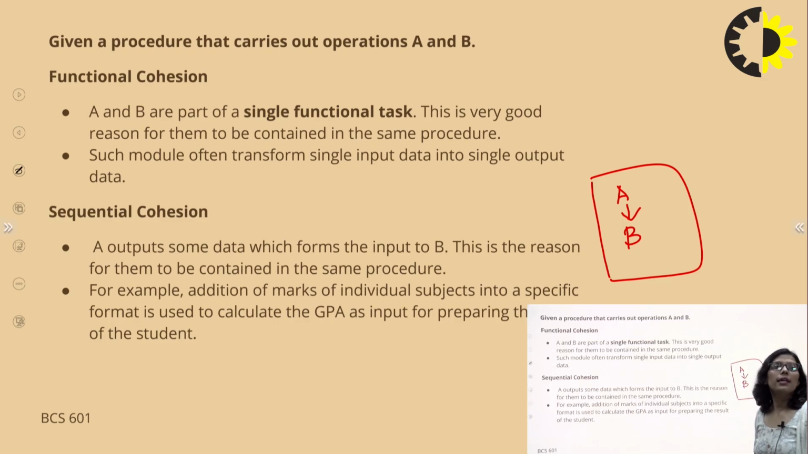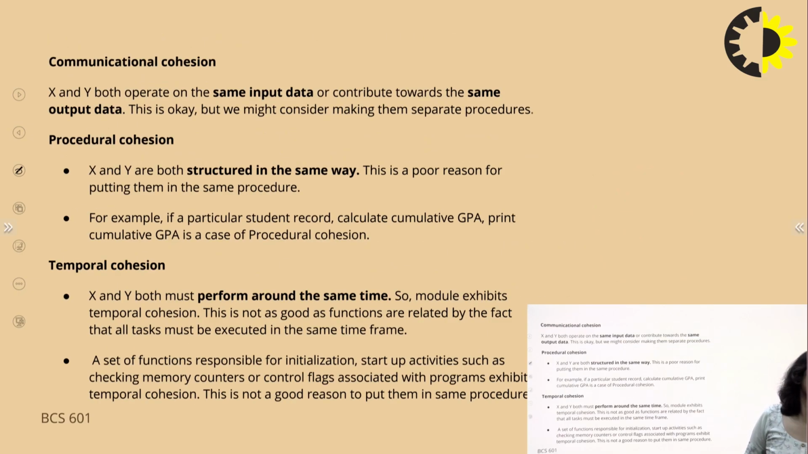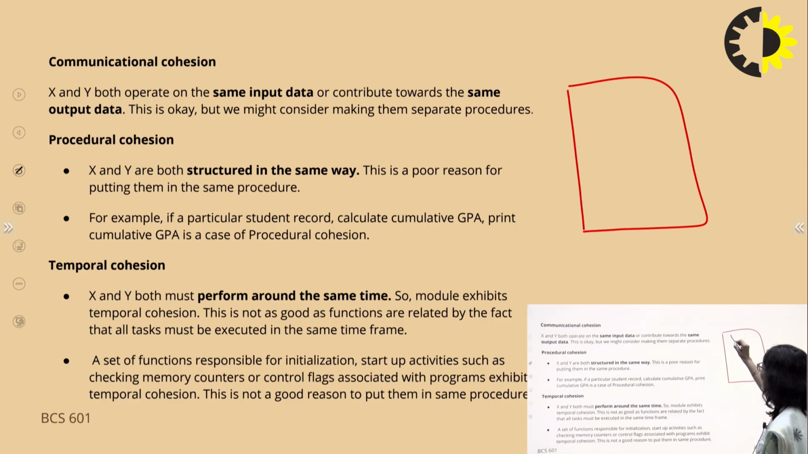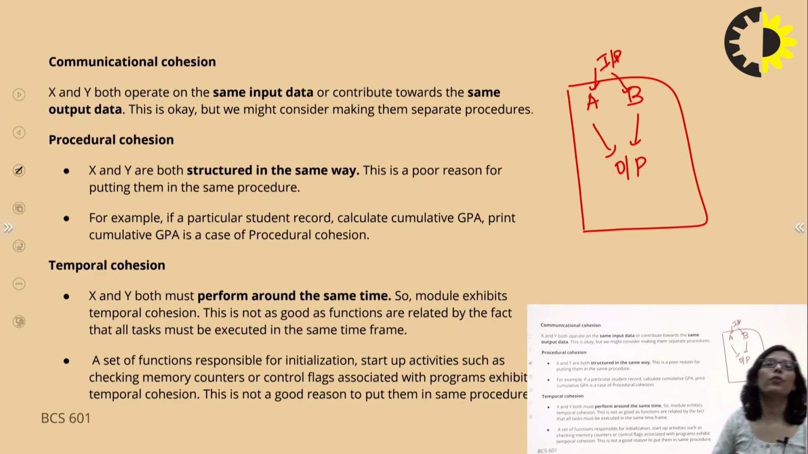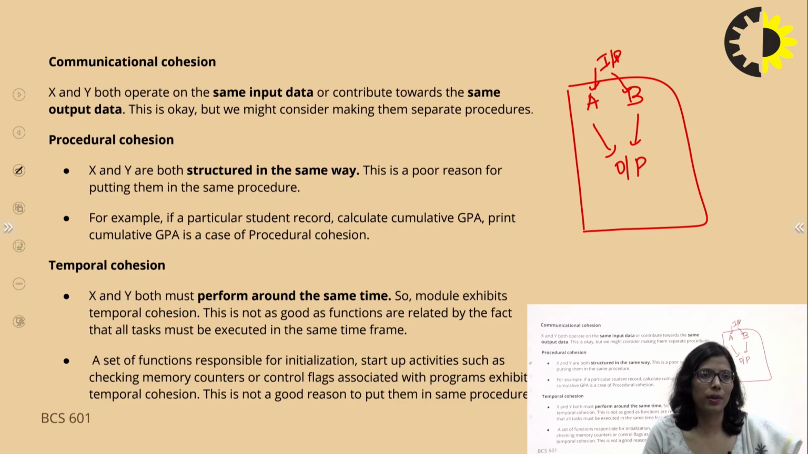We call it sequential cohesion. Communicational cohesion says if X and Y both operate on the same input data and contribute toward the same output data, we put them in the same module. I have a module with two operations, both having the same input and both writing to the same output. Therefore, I have kept them together in one module. We call it communicational cohesion, but it is not required.